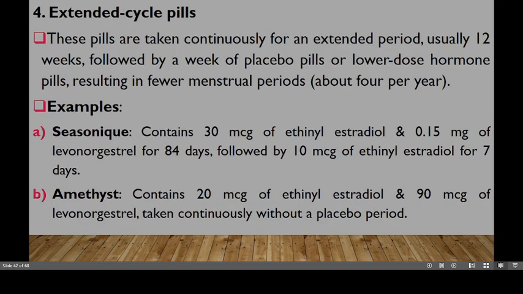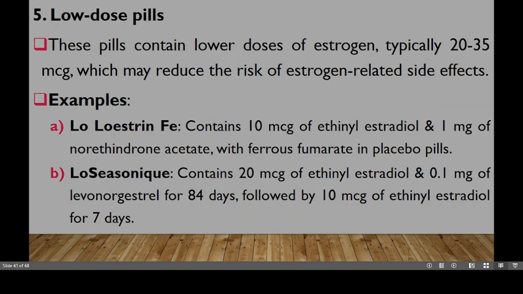Then you can have now the extended cycle pills, where these pills are taken continuously for an extended period, usually 12 weeks, followed by a week of placebo pills or low dose hormone pills, resulting in fewer menstrual periods. Examples, we have the Amethyst and the Seasonique. Then low dose pills like the Loestrin and the Lo Loestrin.